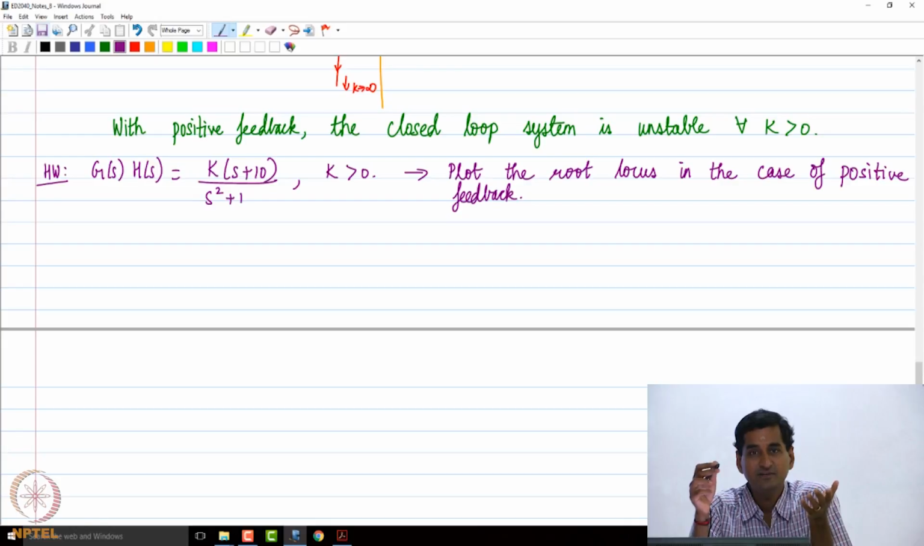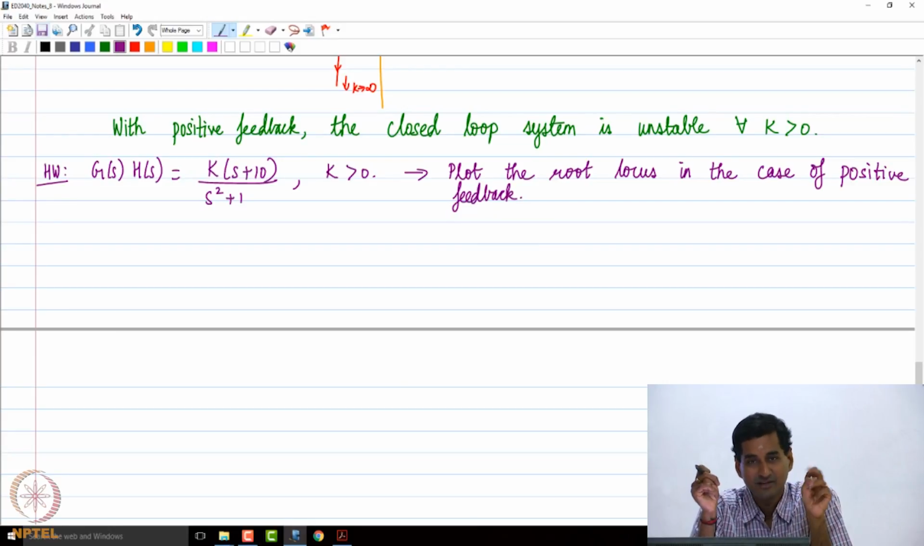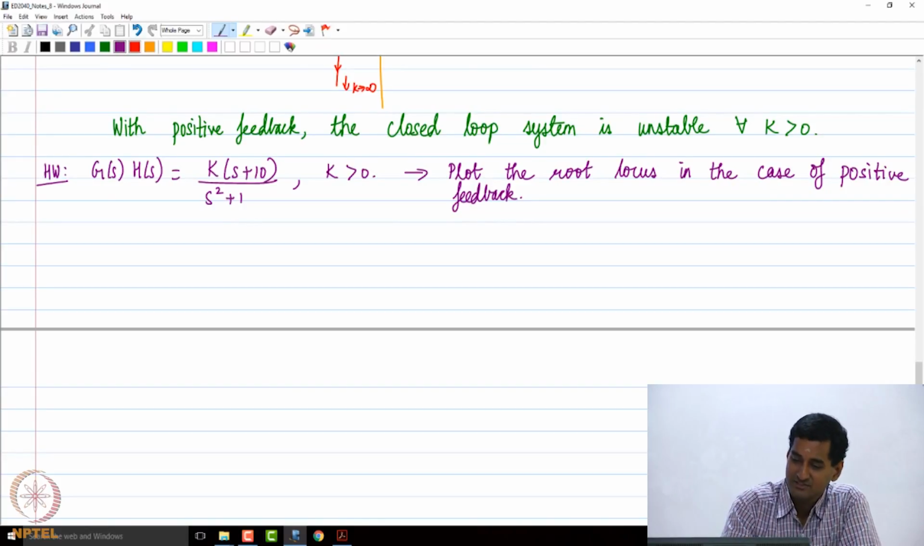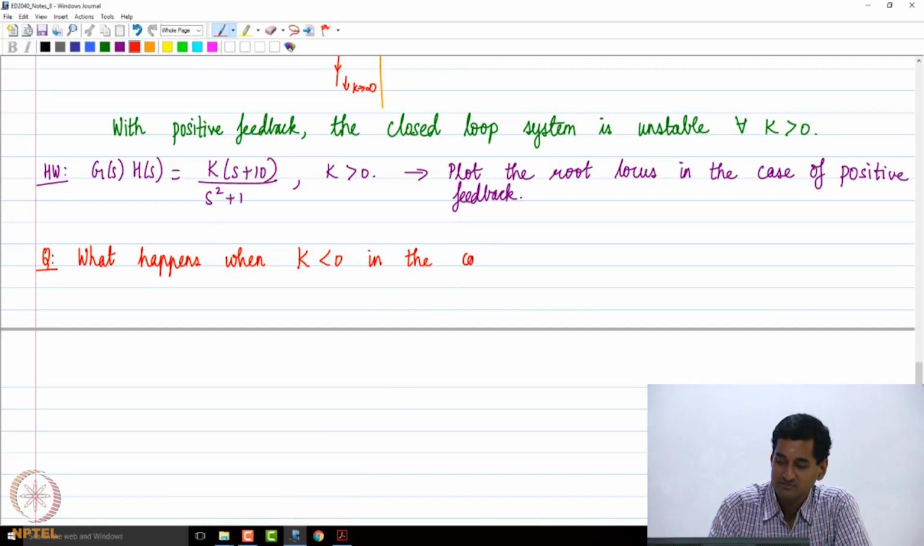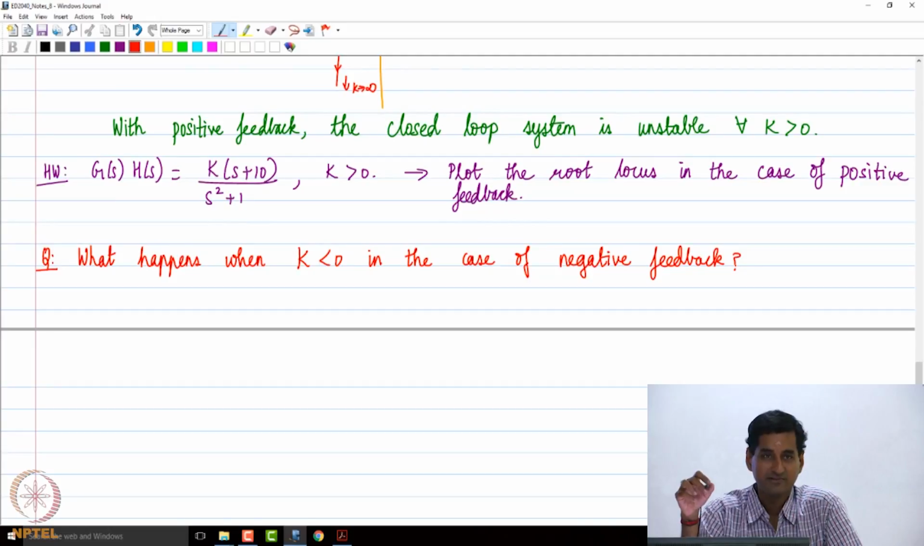So now the question is, it's a real number, so it can have both positive and negative values, but till now we have only plotted the root locus for positive values of the parameter k. What happens when you have negative values? So that's something which we are going to ask ourselves now. So the question that we need to ask is what happens when k is negative, in the case of, let's say first we consider negative feedback. That's what we are asking ourselves.